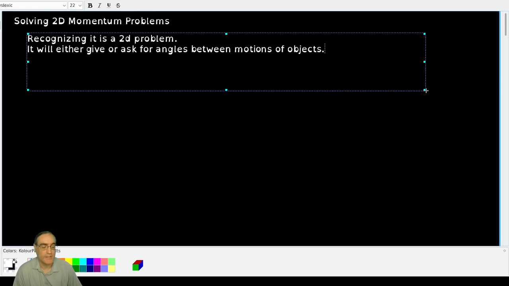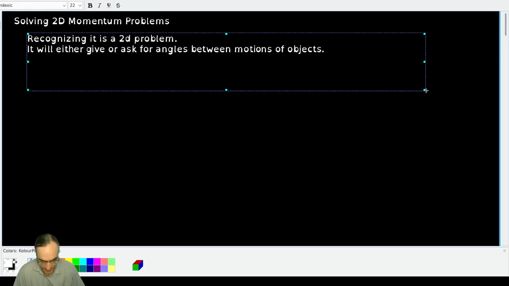If you see a question that's talking about the angle between two things being different than 0 or 180 degrees to start with, then it's going to be a 2D momentum problem. If you see something where it's asking for the angles that things end up at, it's going to be a 2D momentum problem.